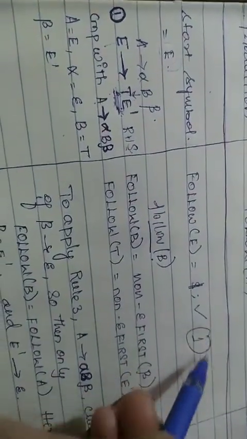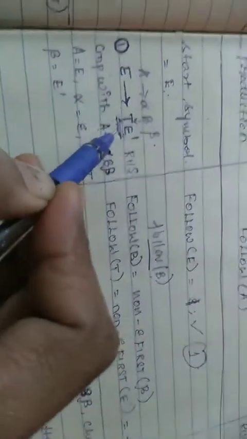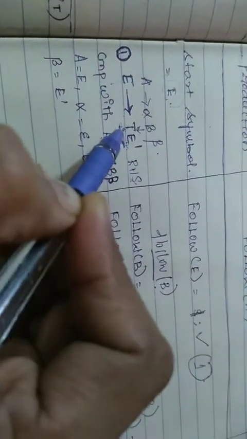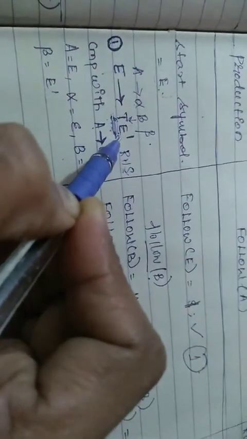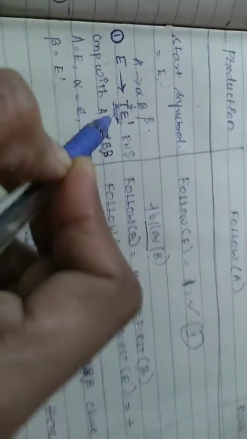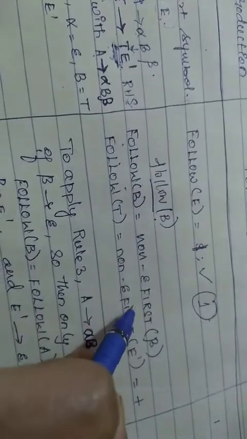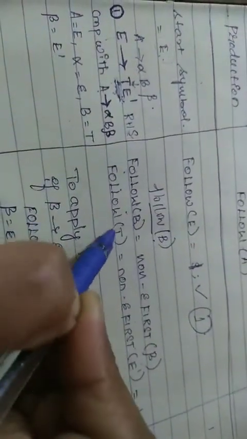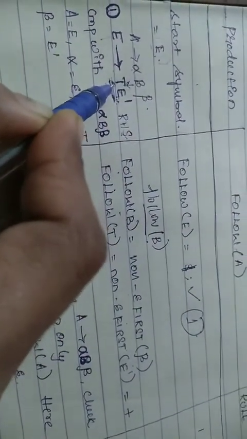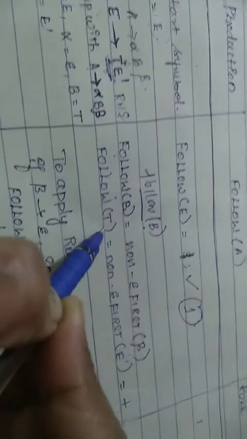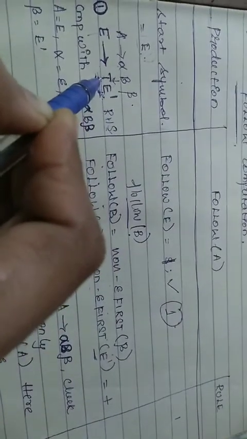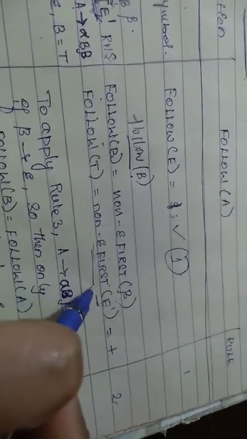Rule 1 is applicable only once, to the start symbol. Rule 2 is applicable to every production. If in the production beta is epsilon, then rule 3 is applicable. Now, rule 2 says that follow of B equals non-epsilon of first of beta. Follow of B. What is B here? T, right? Follow of T is equal to non-epsilon of first of beta. What is beta here? If this is B, this is beta. That is E dash. So non-epsilon of first of E dash.